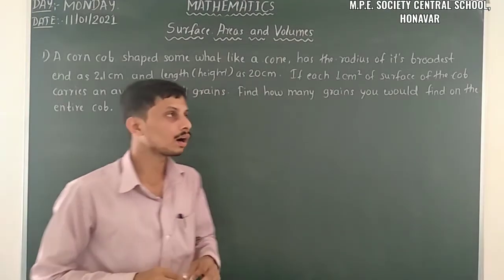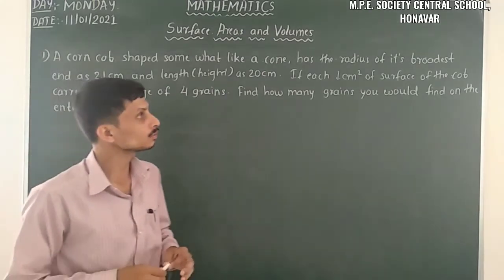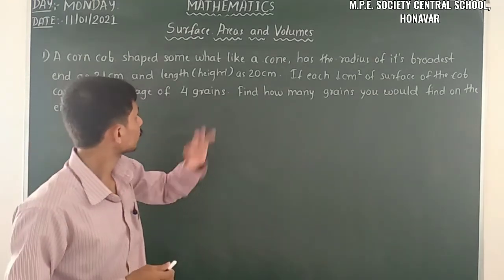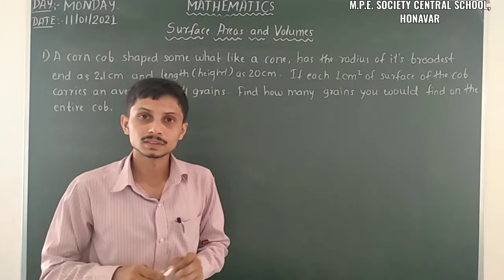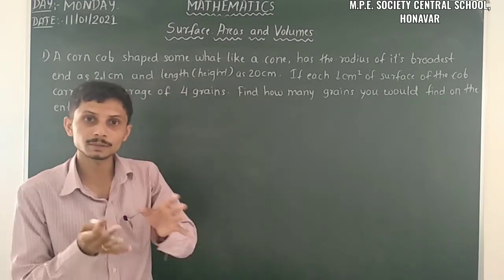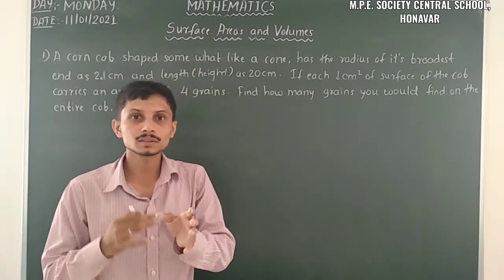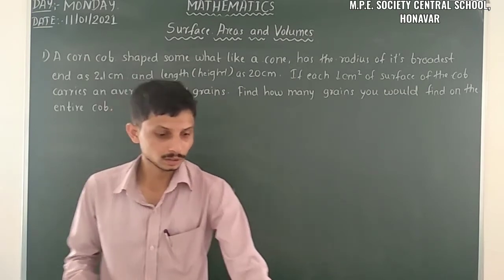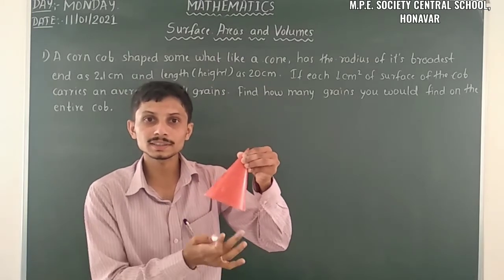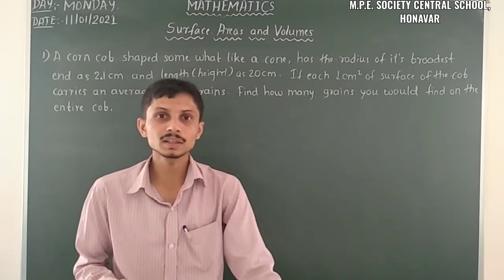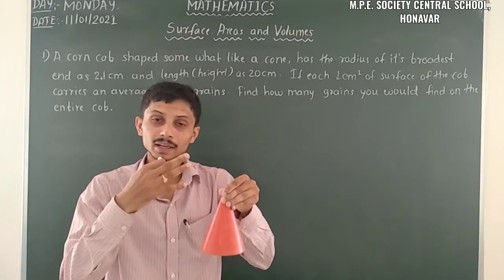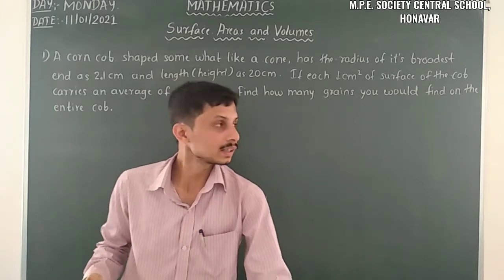Here we have a cornet shaped somewhat like a cone, with the radius of its broadest end as 2.1 centimeter and length as 20 centimeter. So it always looks like a cone. Its broadest end means the bottom end. A radius of 2.1 centimeter is given, and the height of the cone is given, that is 20 centimeter.